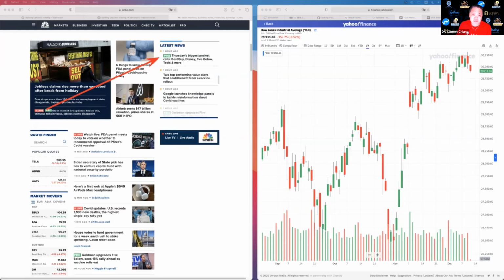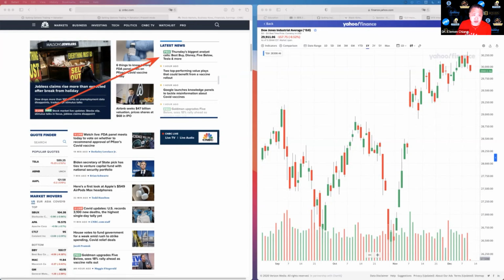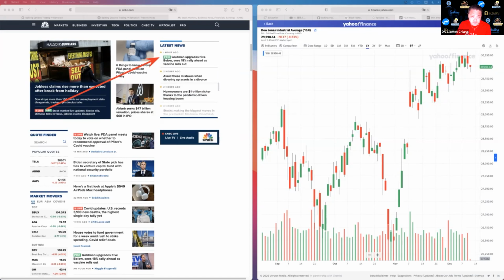This is the one, right? Five Below, already mentioned in our memory. We need to look at Five Below, Tesla later on. And top two performing value plays that could benefit from a vaccine rollout. So that's probably talking about Five Below. Next, Google launches knowledge panels to tackle misinformation. Cannot make money, next. And Five Below mentioned many times.